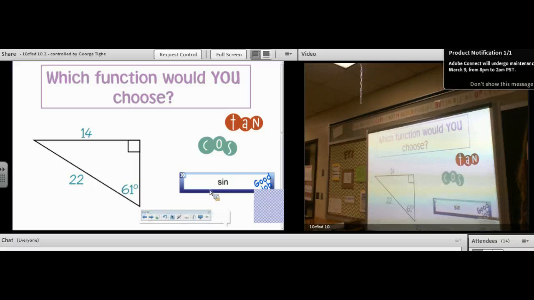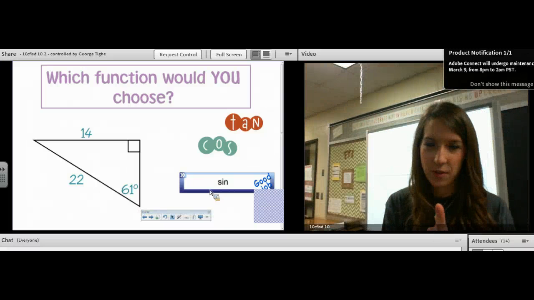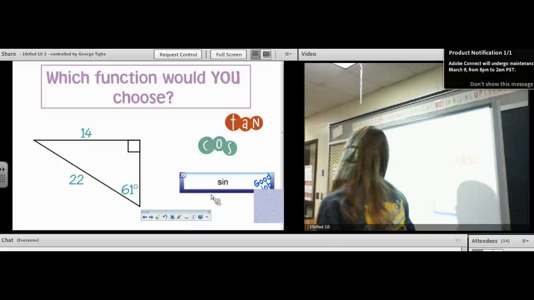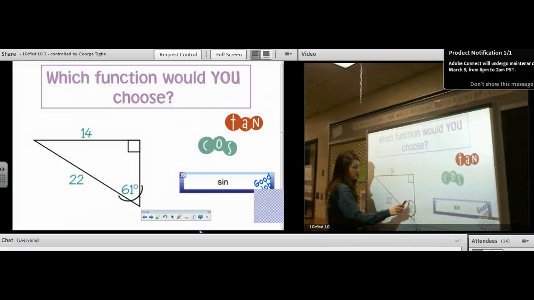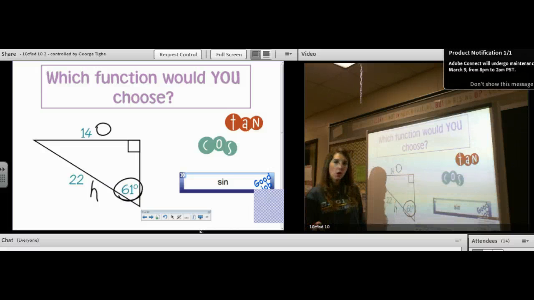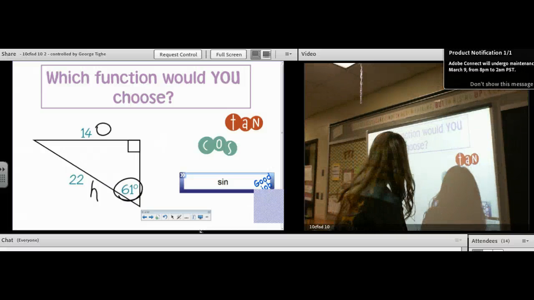Yay, it's sine. You're not saying sin in your head, are you? It's sine. Very good. So here's the angle. Here's the hypotenuse. We'll put an H. And 14 is opposite. So it's the SOH part of Sohcahtoa. Very nice.